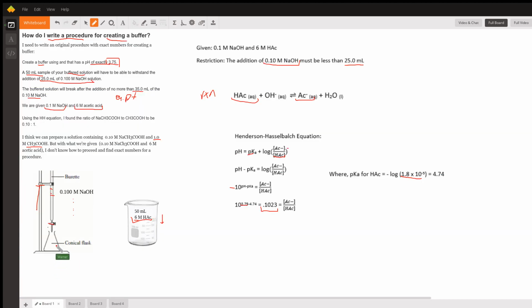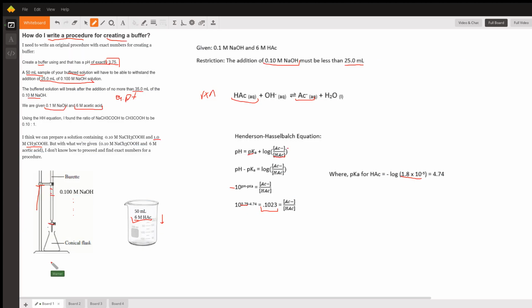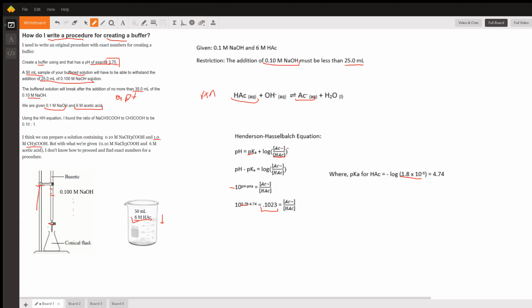So by the end, we should see some form of color change inside the conical flask, because it's going to be within the pH range of at least 3.75. So that's the procedure and how to create a buffer.